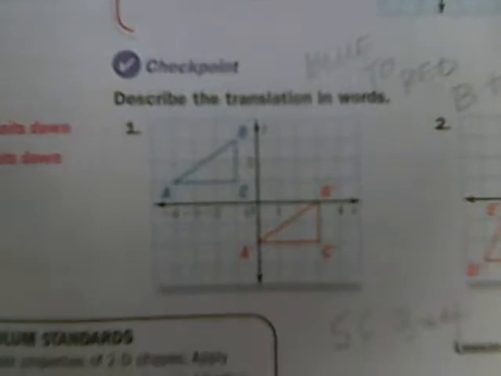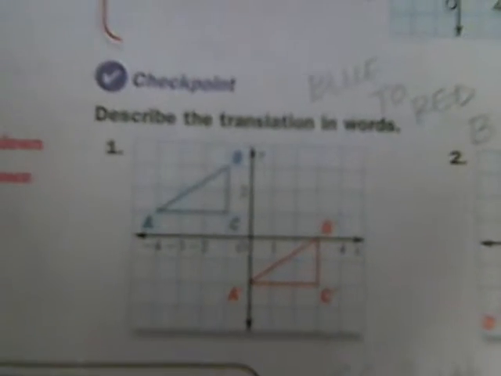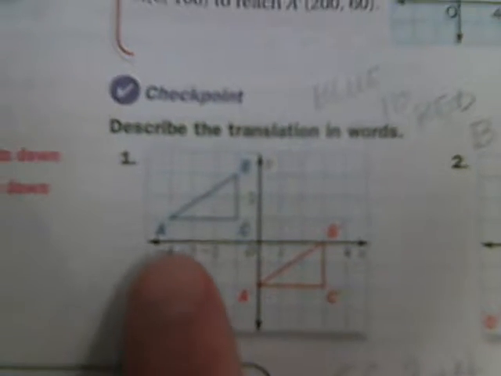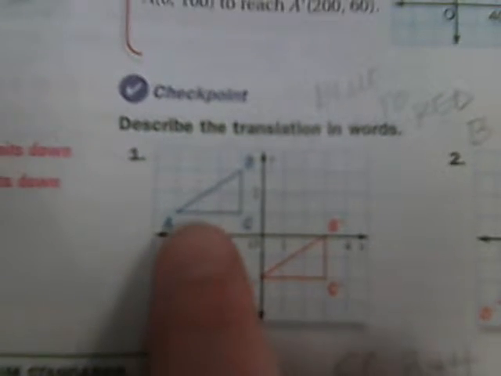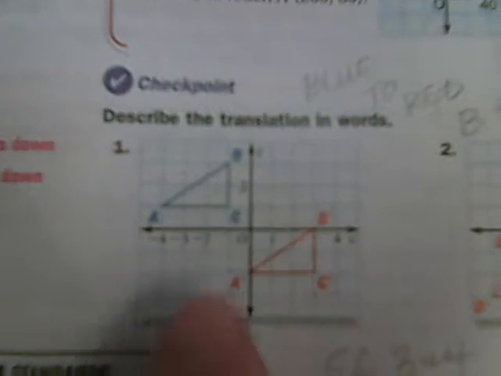All right, so that's when we have to do a lot of the work by our hand. Now, if you want to flip back and look at the very first checkpoint in your book, it says, describe the translation in your own words. Remember, we go blue to red. So all you have to do here is count, okay? How would I get from blue A to red A? I would have to move 1, 2, 3, 4, and down 1, 2, 3.